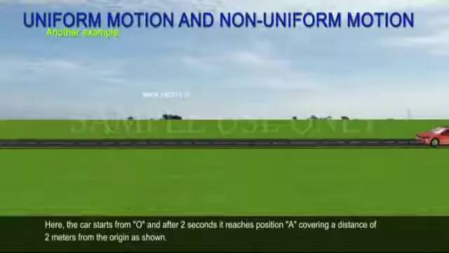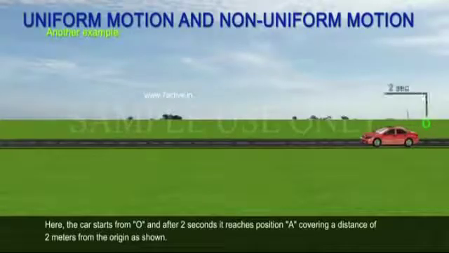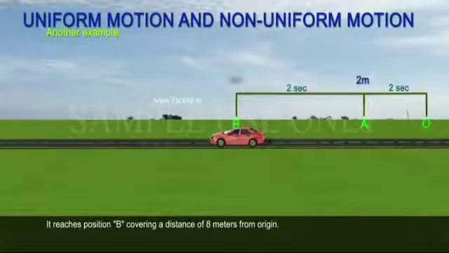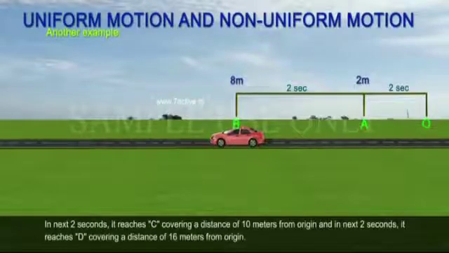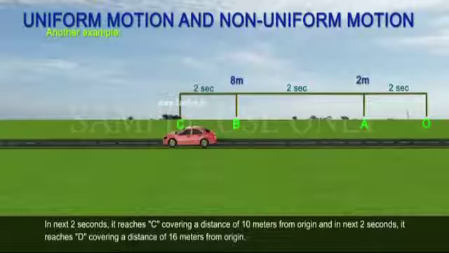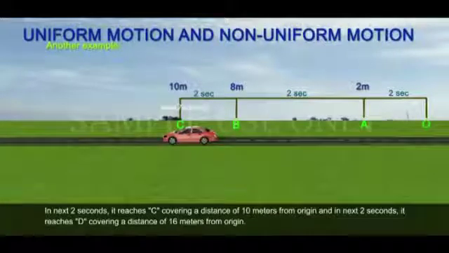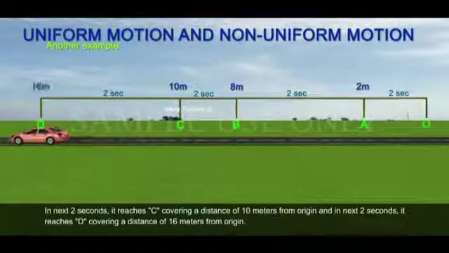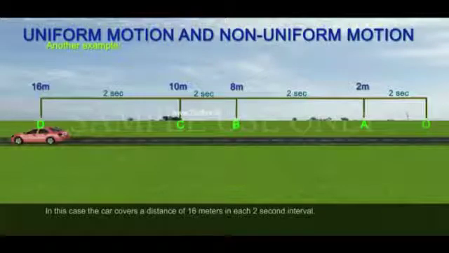Look at the next example. A car starts from the origin O. After 2 seconds, it reaches the point A, covering a distance of 2 meters from the origin. In the next 2 seconds, the car reaches the point B, covering 8 meters from the origin. In the next 2 seconds, the car reaches the point C, covering 10 meters. And in the next 2 seconds, the car reaches the point D, covering 16 meters from the origin.